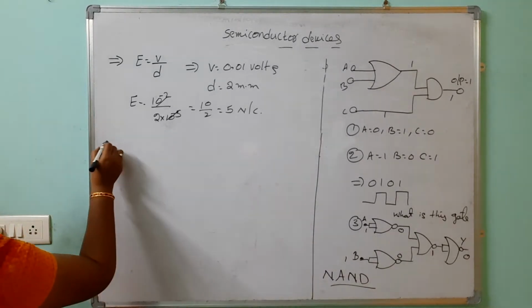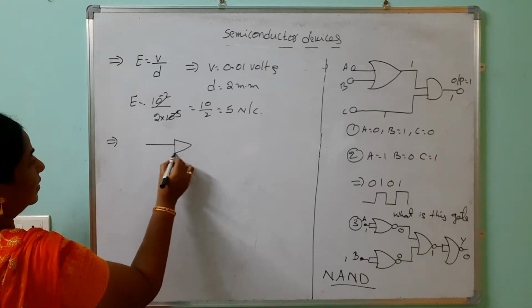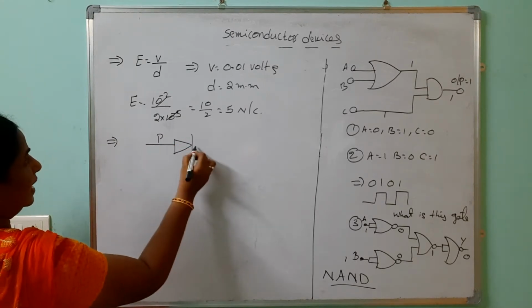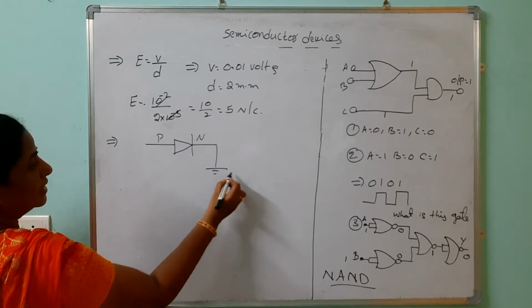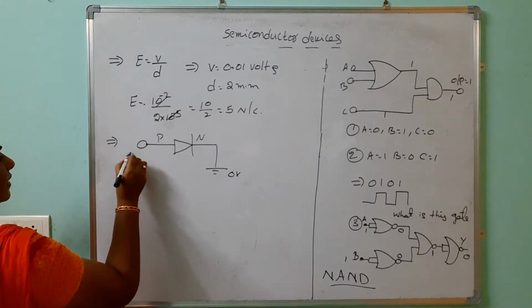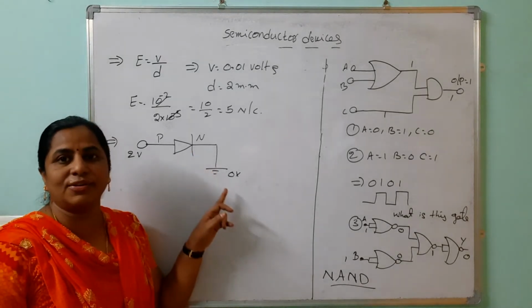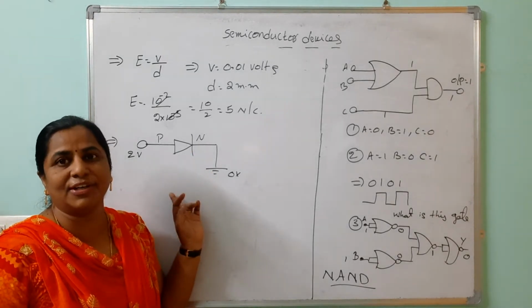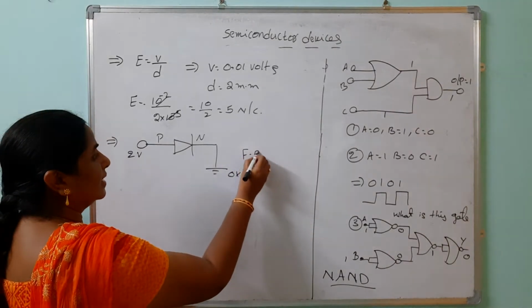Then, based on forward and reverse bias, we are taking one junction diode. You know that this is the P and this is the N. This is given to the earth, meaning 0 potential, and this is given 2 volts. So which bias is this? N is given the low potential and P is given the high potential. We can say this is the forward bias.